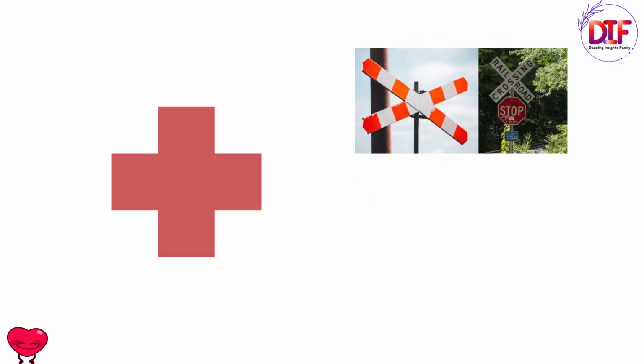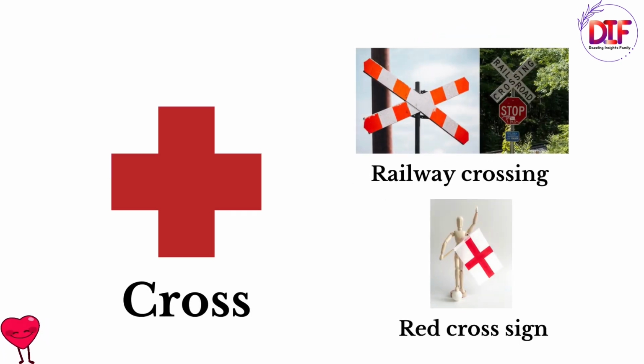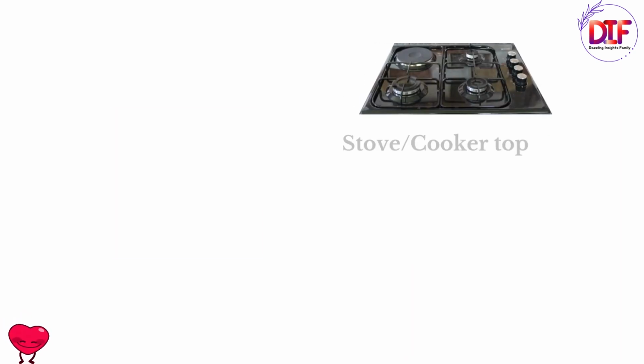Another shape we have is cross. C-R-O-S-S. Cross. A good example is the Red Cross, that is a charity organization. And another one is the railway crossing. We all know trains, and where you have a railway crossing, you always see the sign. Okay?